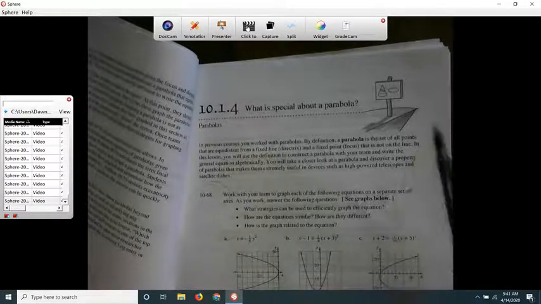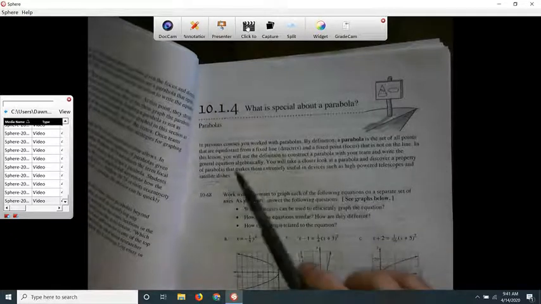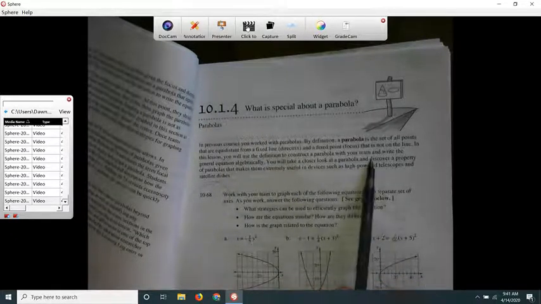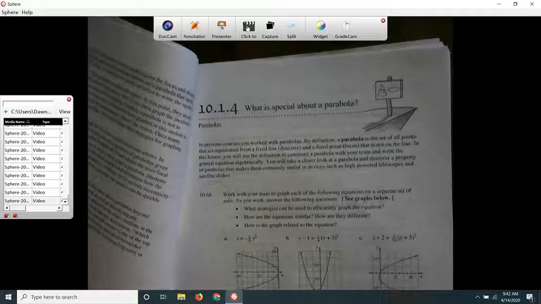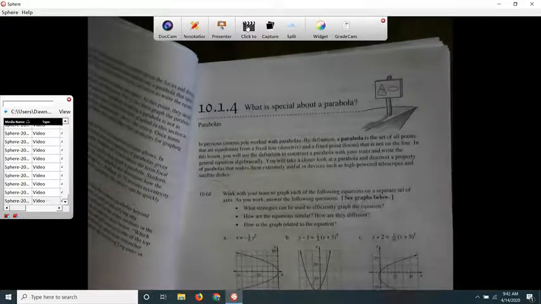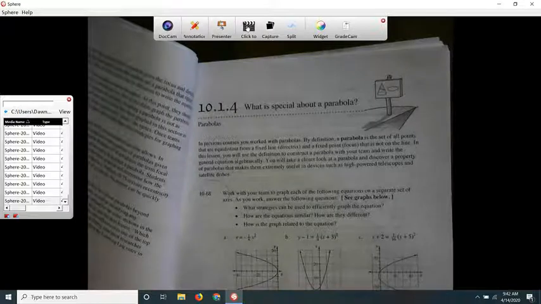In this lesson, you will use the definition to construct a parabola with your team and write the general equation algebraically. You will take a closer look at a parabola and discover a property of parabolas that makes them extremely useful in devices such as high-powered telescopes and satellite dishes.